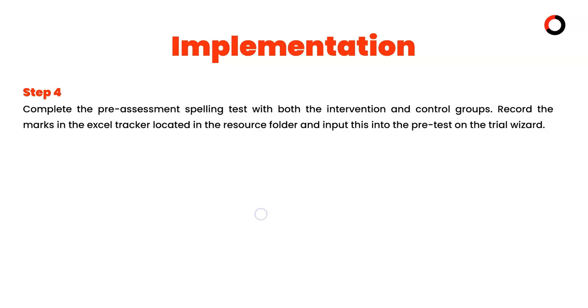Implementation. Complete the pre-assessment spelling task with both the intervention and control groups, record the marks into the Excel tracker, and then input the data into the pre-test on the trial wizard. With this being class data, it's probably best to have another teacher or teaching assistant read out the scores to help you input these in quicker into the platform.